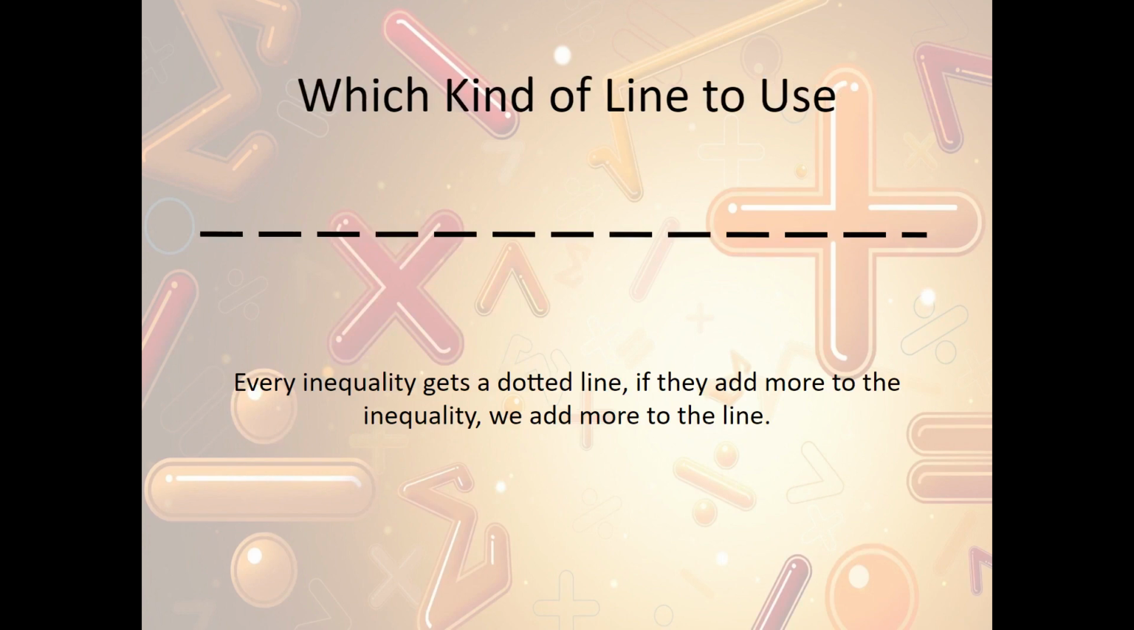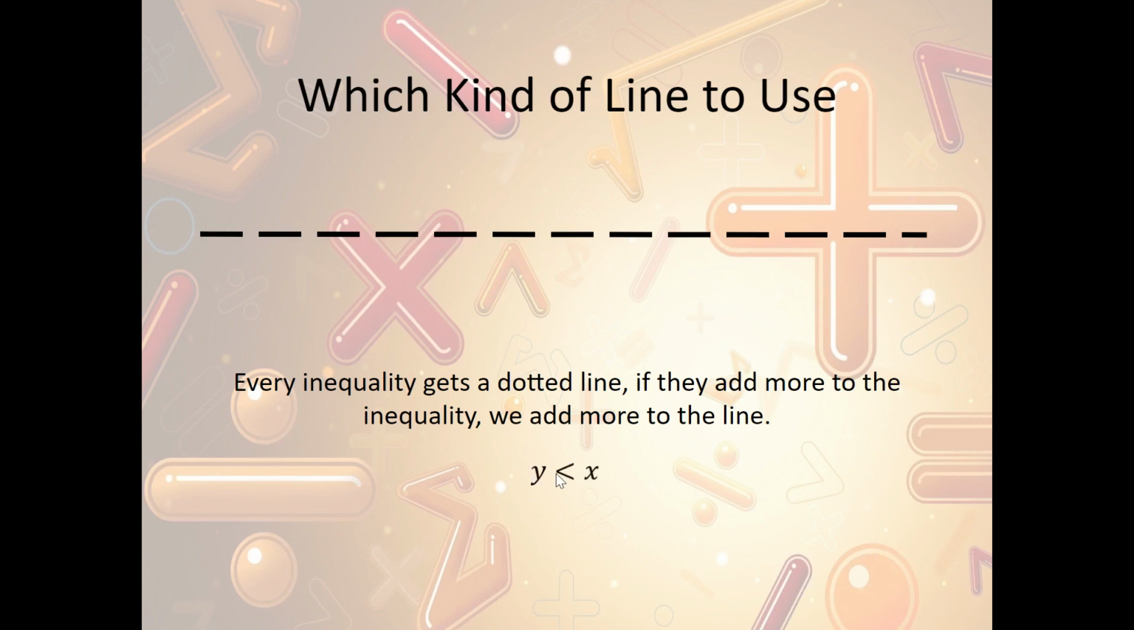The other part is what kind of line to use. Similar to before, where we talked about the open circle versus closed circle, same thing here. Every inequality gets a dotted line or an open line. Notice there, it's open because there are little spaces in between. If they add more to the inequality, we do too, meaning if they add the bar underneath, then we're going to add to it and make it a solid line.